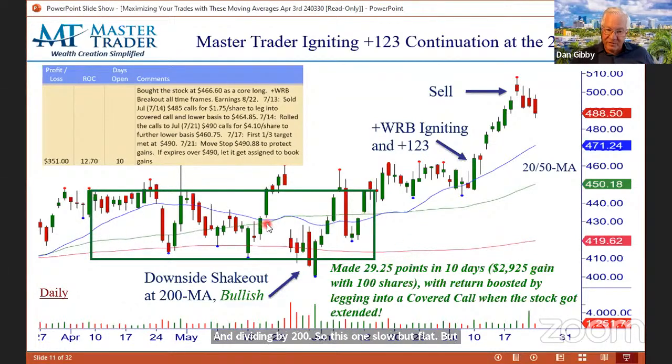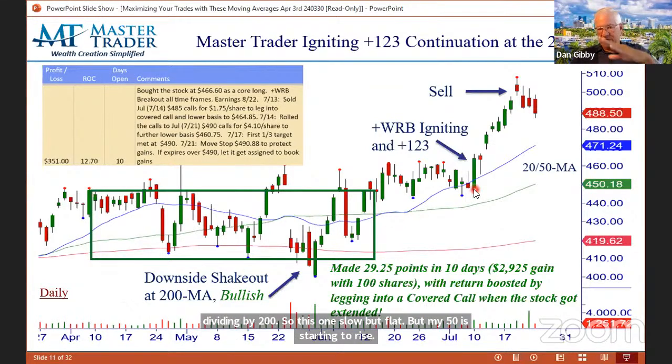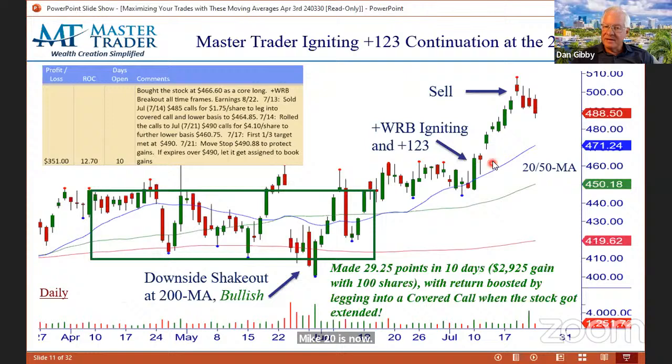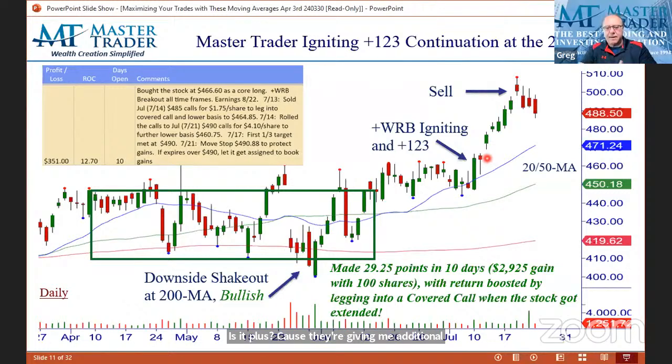But my 50 is starting to rise. My 20 is now at a 35-degree angle. And here is my bullish 1, 2, 3 igniting breakout. So would I buy the identical trade right here without the moving averages? Yes. But this beautiful arrangement of moving averages is a plus because they're giving me additional information of what's happened and what is happening. And as we said, it's to speed up the analysis.